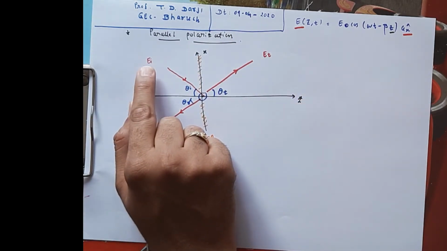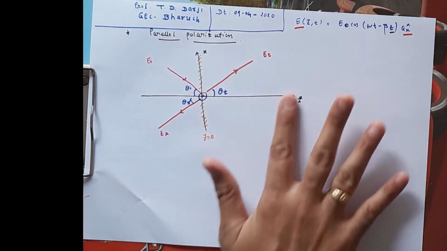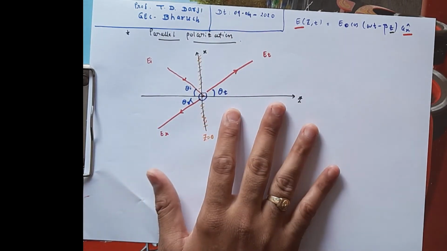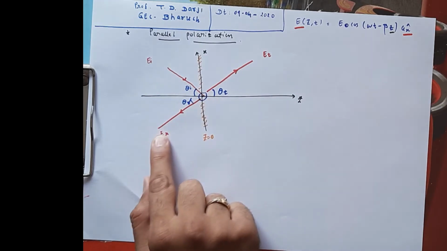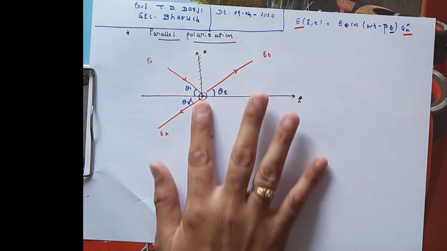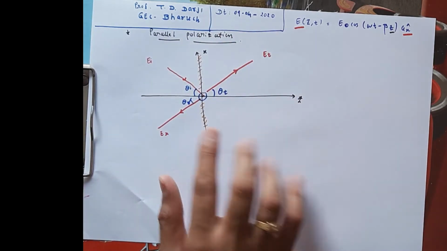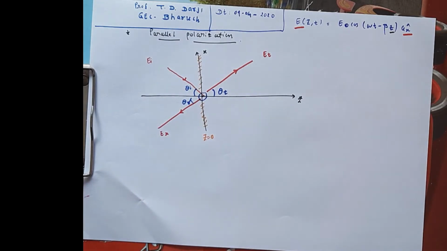Okay, so the electric field is parallel to this xz plane. Whatever the electric field, either it is the incident, reflected or transmitted electric field, the electric field should be parallel to the xz plane. So it is known as parallel polarization. Here I will give an example so we will get an easy understanding.